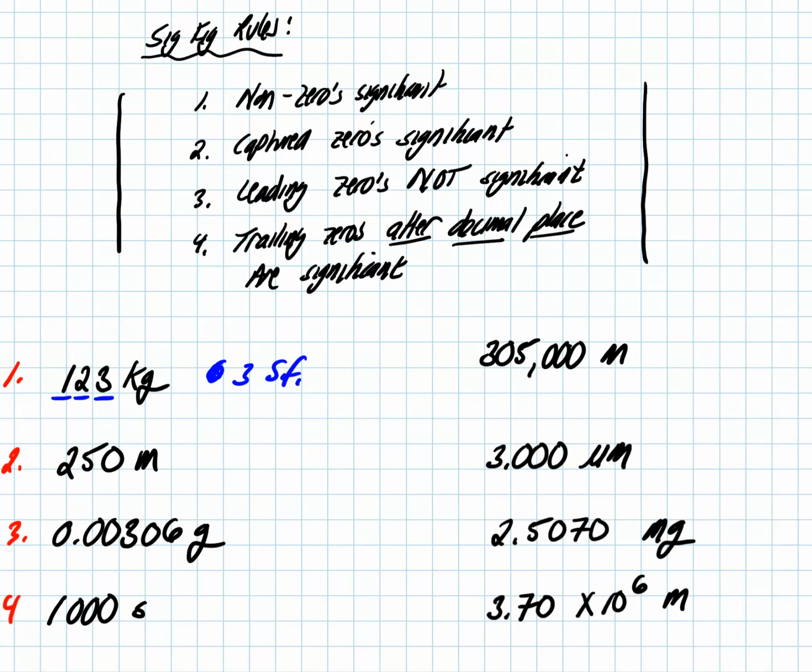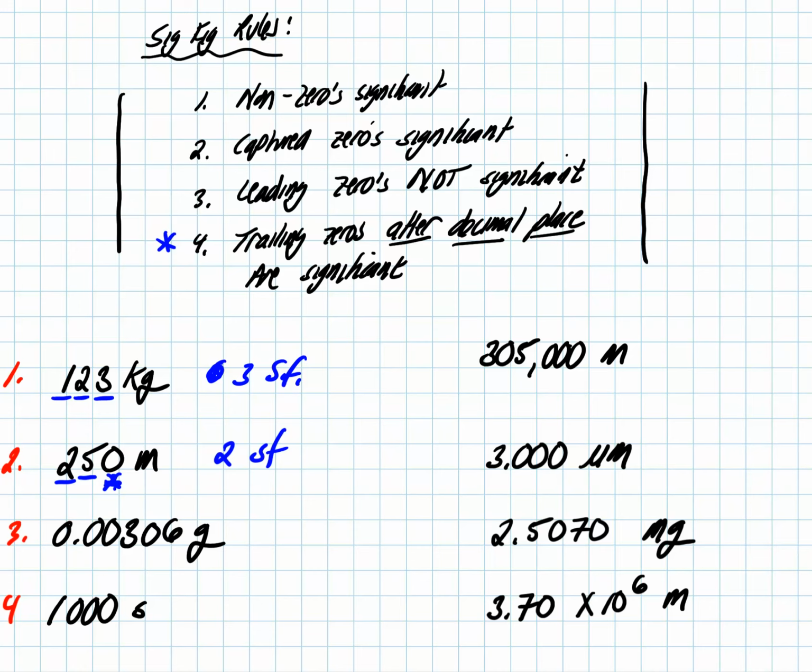Number 2, let's see. The 2 is significant, the 5 is significant. What about this 0? It's not a captured 0, it's not a leading 0, it's a trailing 0, but it's not after a decimal point. So this guy is not significant. So that is 2 sig figs.